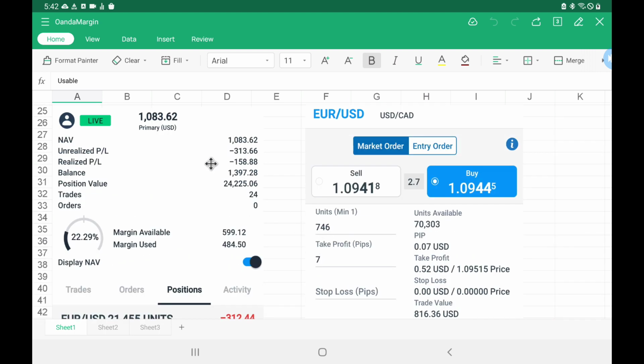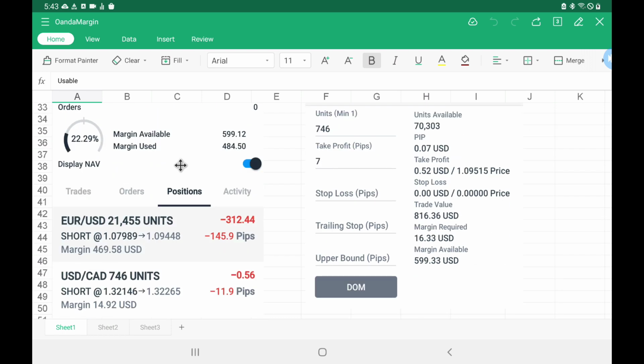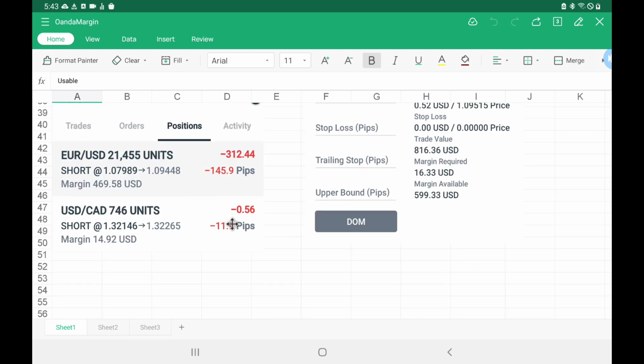First of all, here is my current account standing, and there are a few numbers to really pay careful attention to. The unrealized P&L is very critical, and I'm going to demonstrate why that is in a few minutes with the spreadsheet. And of course, my current holdings.